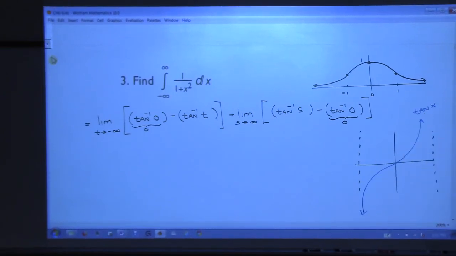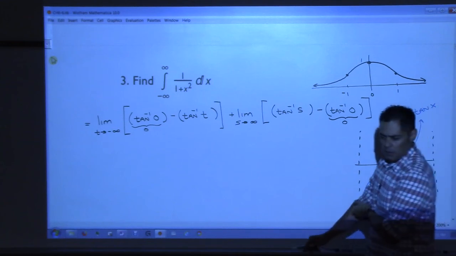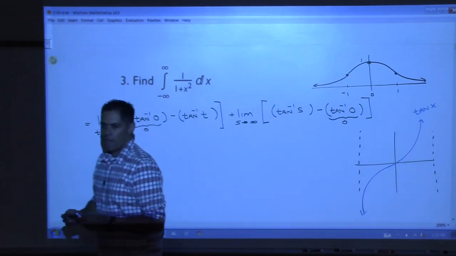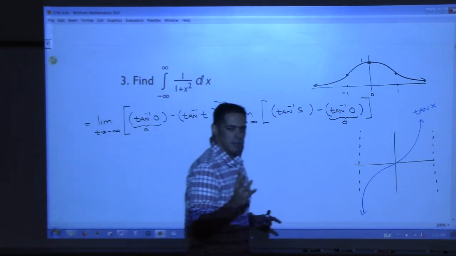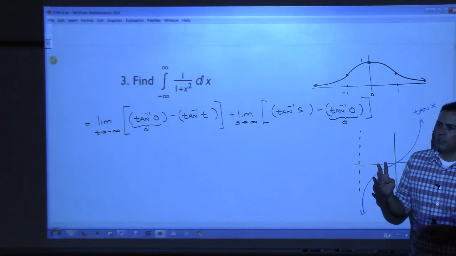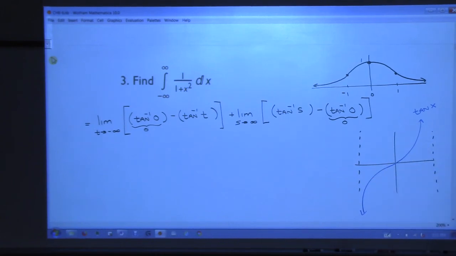Just for kicks, what's arctangent of 1? Pi over 4. Okay. You have to use the unit circle if you want to get it that way. You're looking for where your ratio is 1, so that happens at 45 degrees, and that's where your sine and cosine are the same. Arctangent of negative 1? Negative pi over 4? Okay.